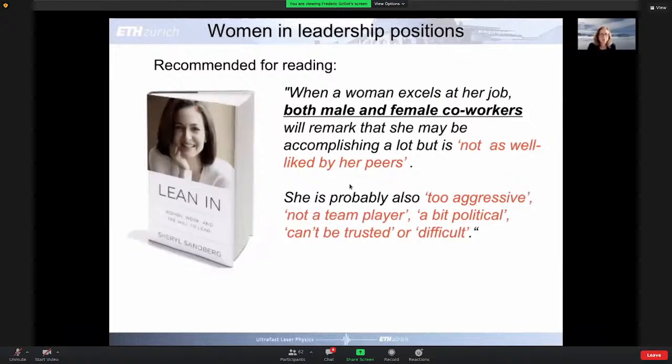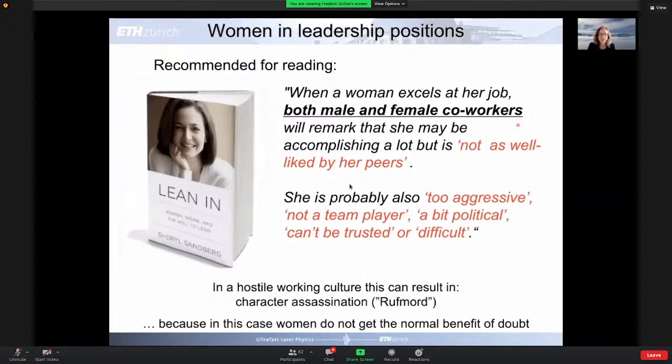It is well documented, and also discussed in this book which I recommend reading, that when a woman excels in her job, both male and female co-workers will remark that she may be accomplishing a lot, but is not as well liked by her peers. She's probably also too aggressive, not a team player, a bit political, and can't be trusted or is difficult. In a hostile working culture, this can result in character assassination, or in German, Rufmord, because in this case, the women do not get the normal benefit of the doubt.